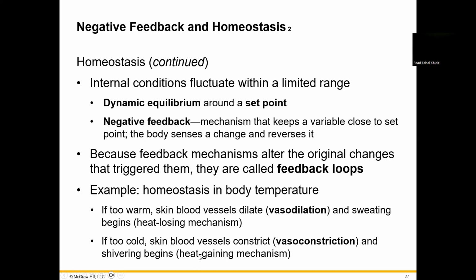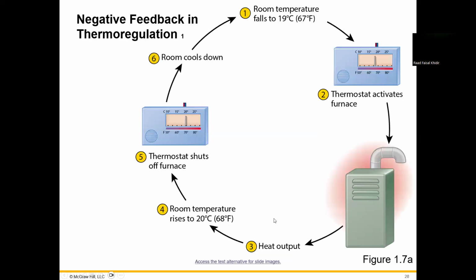Okay, there we go. If too warm, the skin blood vessels dilate. That's vasodilation, to accommodate a lot more hot blood so we can shunt away all of the heat. So that is showing you now the negative feedback cycle.